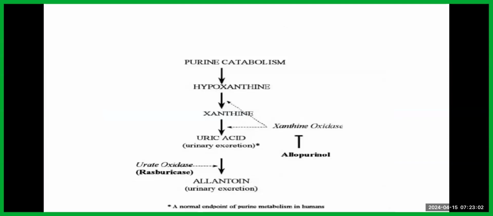So I think this is just to highlight the pathway and where some of these drugs act. Allopurinol acts as a xanthine oxidase inhibitor. Then rasburicase is a synthetic form of uricase.